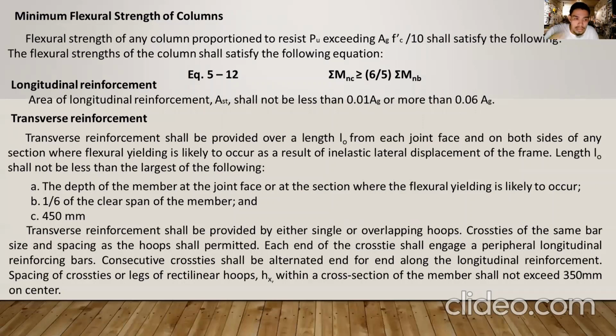So, transverse reinforcement shall be provided over a length from each joint face and on both sides of any section where flexural yielding is likely to occur as a result of inelastic lateral displacement of the frame. Length shall not be less than the larger of the following. A is the depth of the member at the joint face or the section where the flexural yielding is likely to occur. Letter B, 1/6 of the clear span of the member, and C is 400 millimeter.